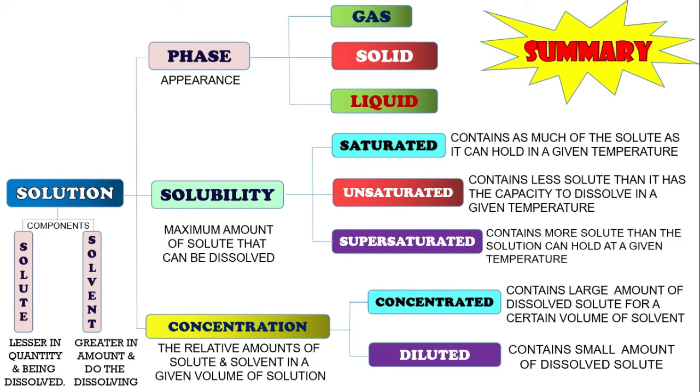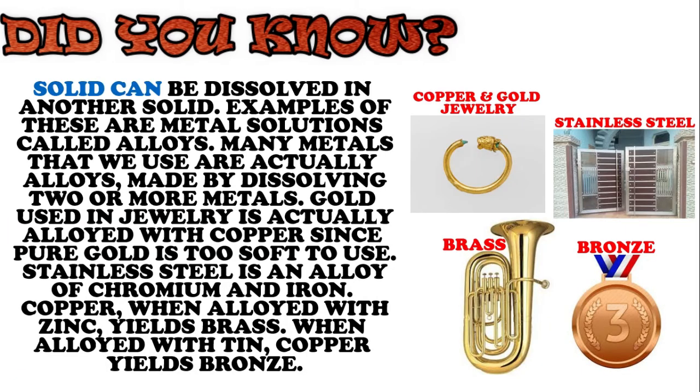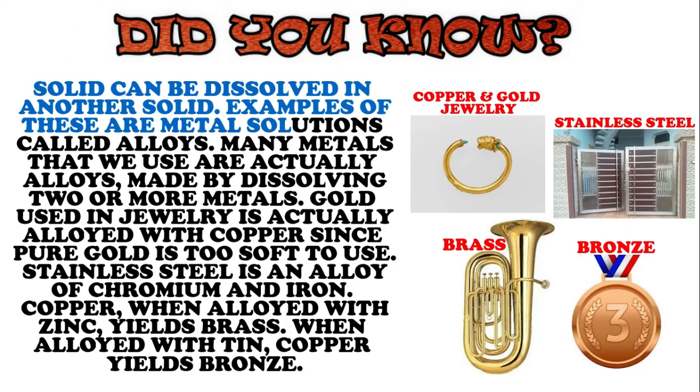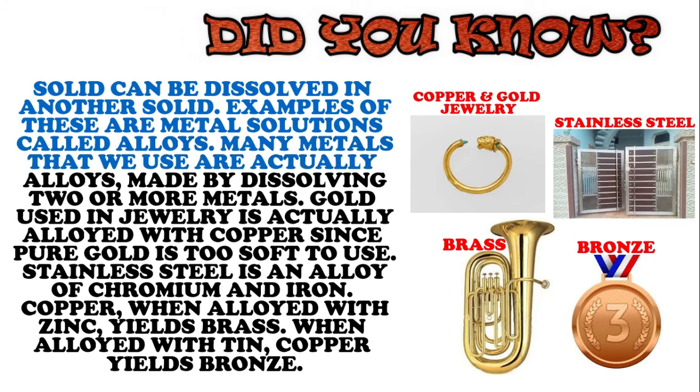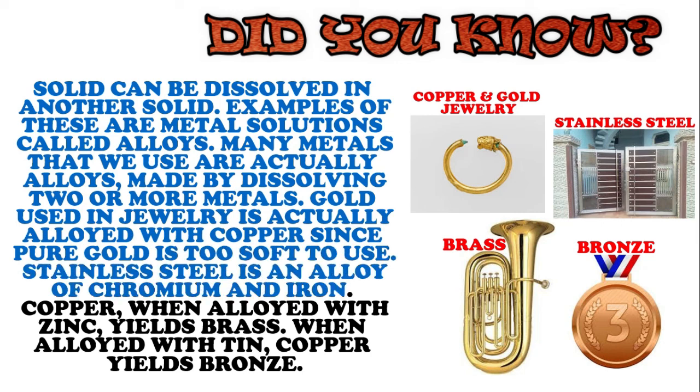Concentrated contains a large amount of dissolved solute for a certain volume of solvent, while diluted contains a small amount of dissolved solute. Do you know, solid can be dissolved in another solid. Examples of these are metal solutions called alloys. Many metals that we use are actually alloys, made by dissolving two or more metals.